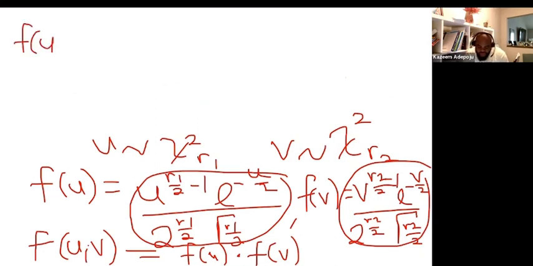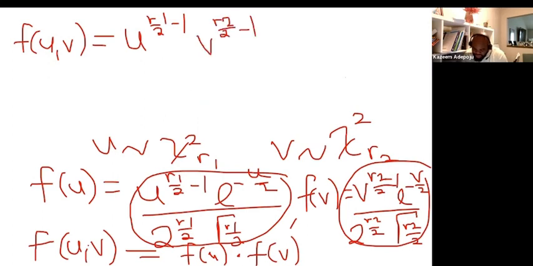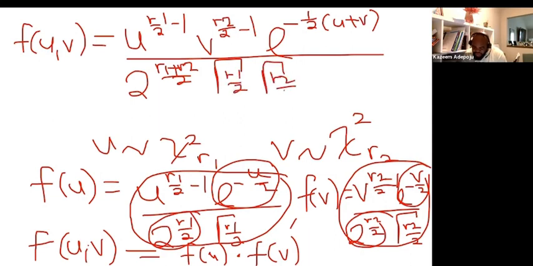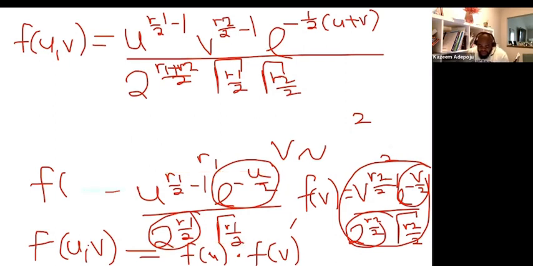the f of u comma v equals u to the r1 over 2 minus 1, v to the r2 over 2 minus 1, exponential raised to the power minus half of u plus v, all divided by 2 raised to the power r1 plus r2 over 2, combined with gamma of r1 over 2 and gamma of r2 over 2. That is going to be the joint.